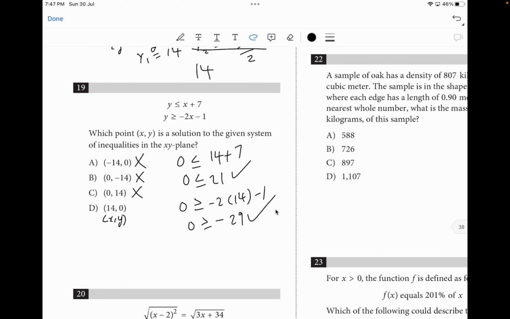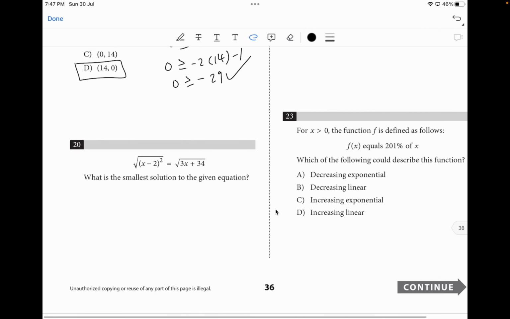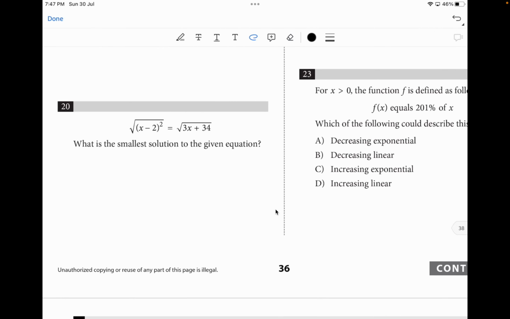So these two answers are correct for both these two equations. So option D is going to be your correct answer in this case, for question number 19. You just substitute the values of x and y accordingly and check which one's correct and which one's false. Question number 20. What is the smallest solution to the given equation?